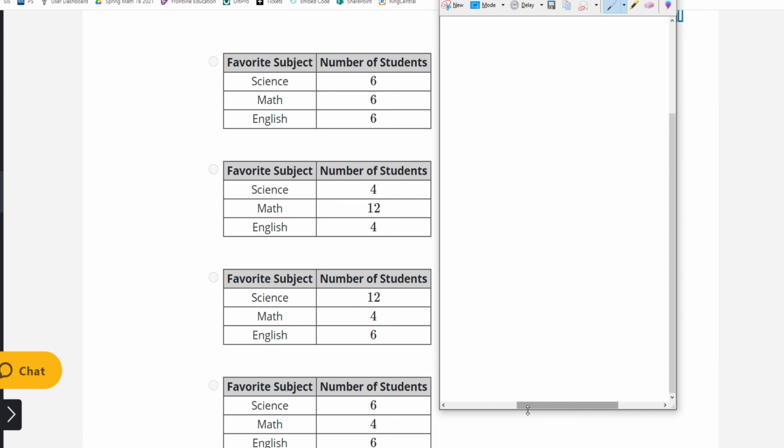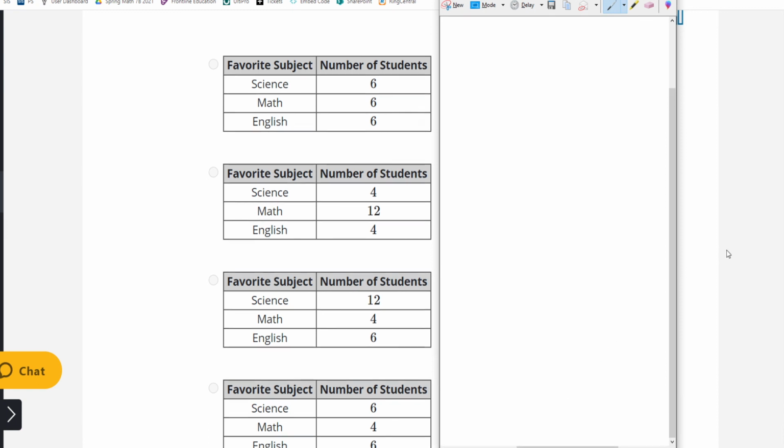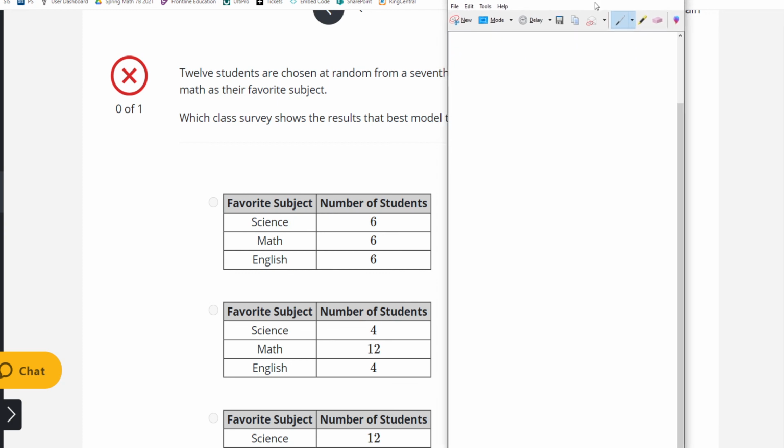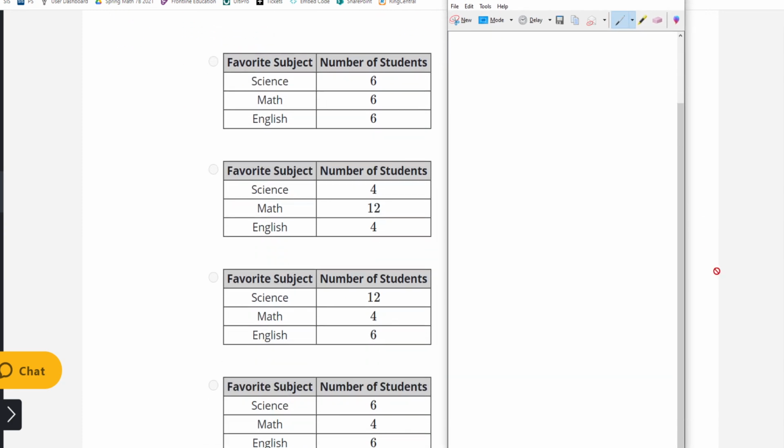Okay, I'm going to extend my thing. And really quick, 4 out of 12 students. So 4 out of 12 is another way of saying 1/3. That's what it simplifies to. And this is 4 out of those 12 said math was their favorite. So I'm putting the number of math in my numerator and then the total in the bottom.